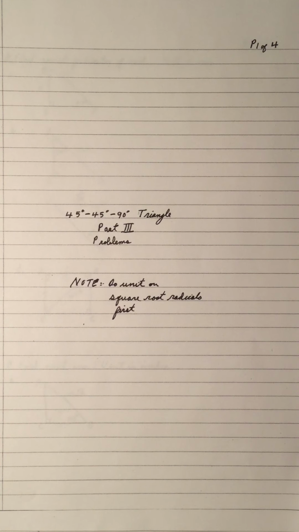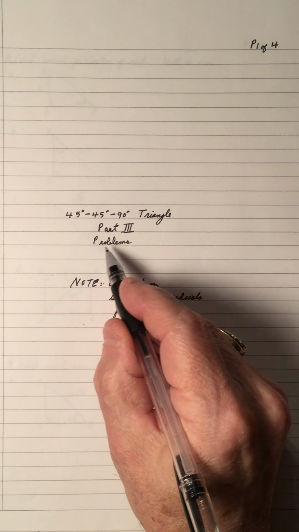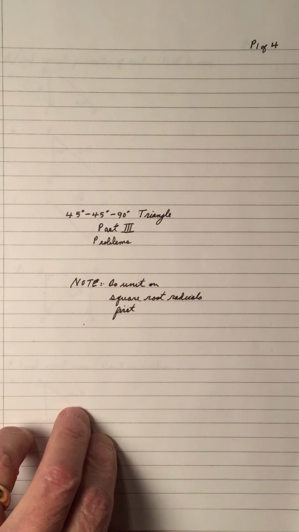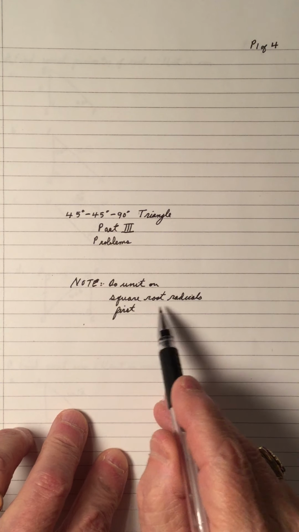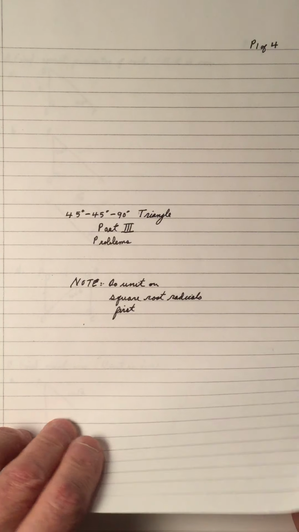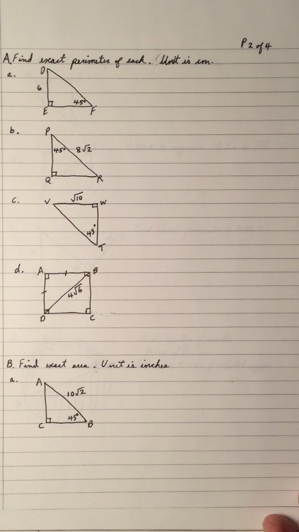Hi, welcome to my video on 45-45-90 right triangles, part 3. This video is going to be on problems. And note, do the unit on square root radicals first. That will help you simplify some of the radicals that I'm going to have in these problems.